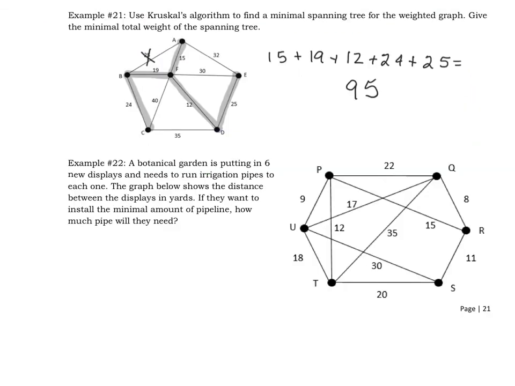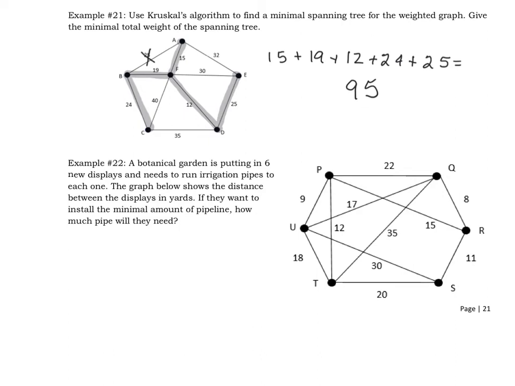Here's a great application where we could use Kruskal's algorithm. It says a botanical garden is putting in 6 new displays and needs to run irrigation pipes to each one. The graph below shows the distance between the displays in yards. If they want to install the minimal amount of pipeline, how much pipe will they need?